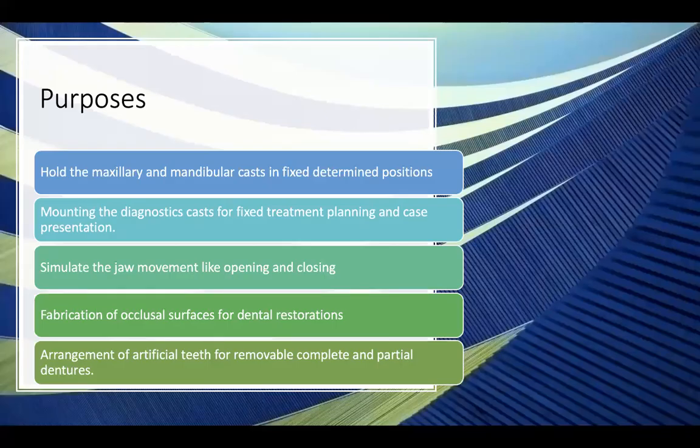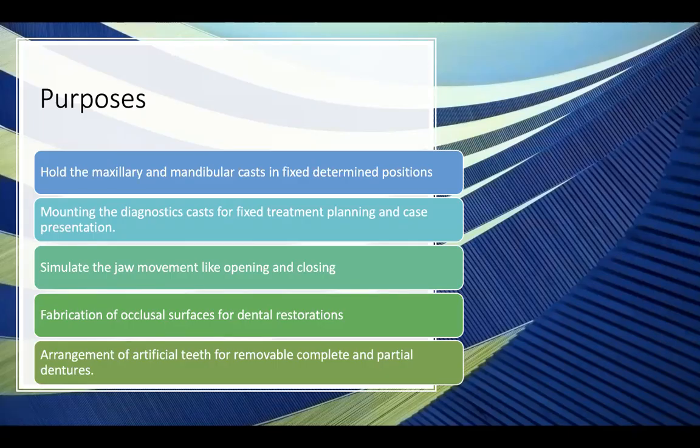So what are the purposes of the articulator? Its purpose is to hold the maxillary and mandibular casts in a fixed, determined position, because we are able to record the jaw relation even with the plain line articulator, the one that I'm so used to using in making different prostheses. It is used to mount the diagnostic casts, and it is also used to simulate the jaw movement, not the path of the movement completely, but the extent of the jaw motion.